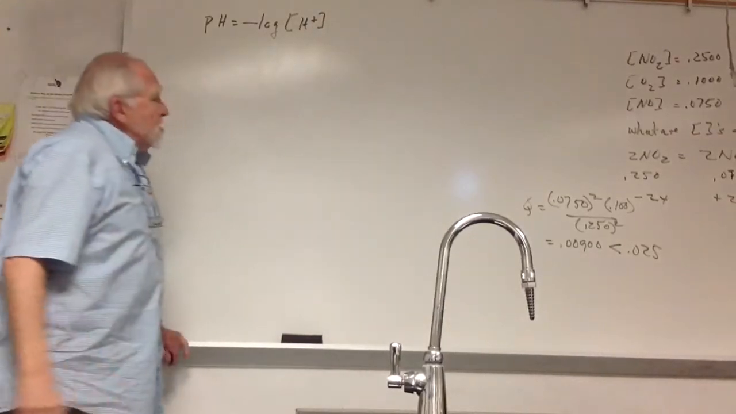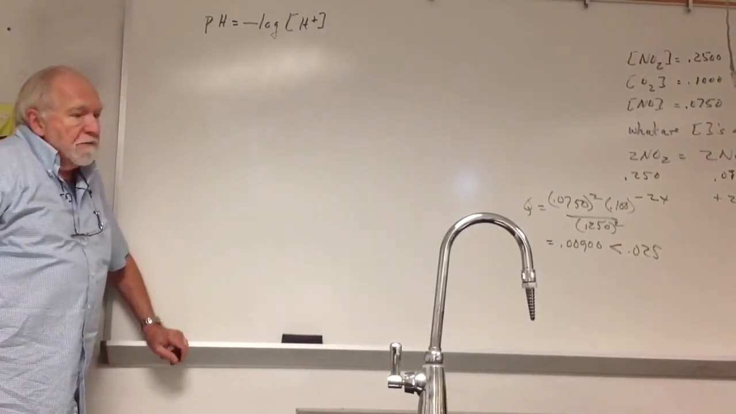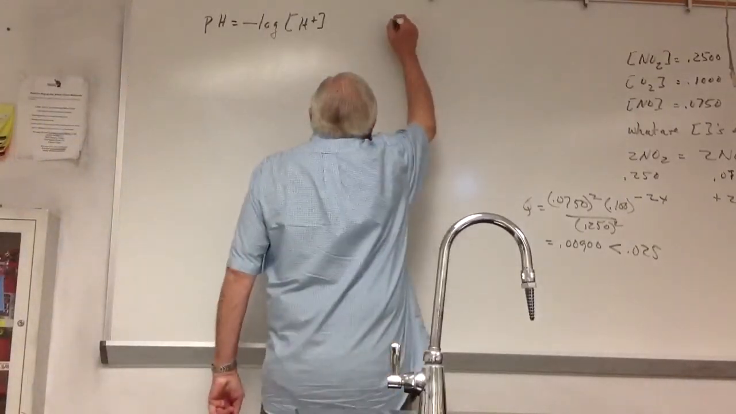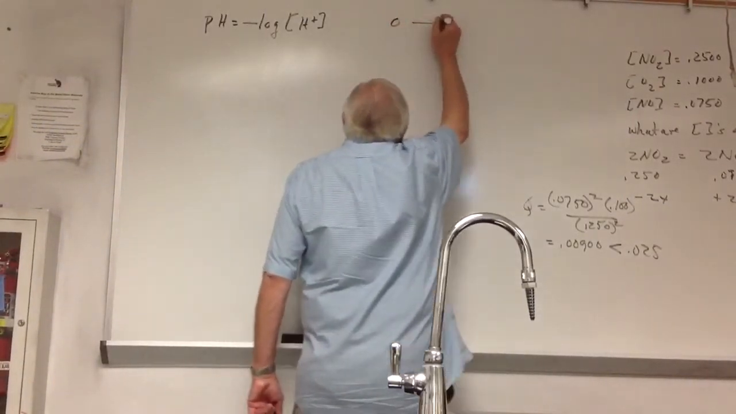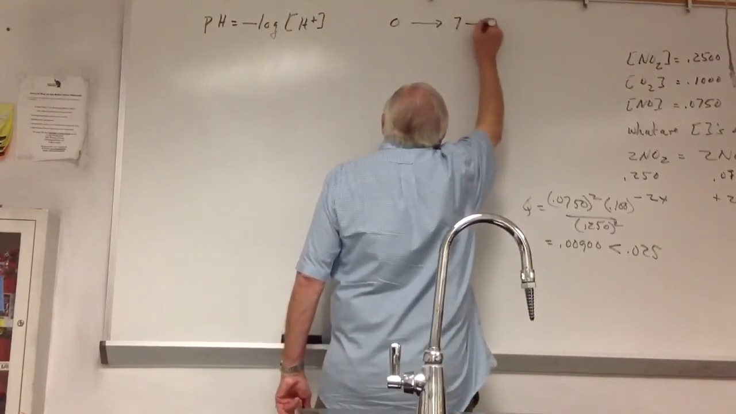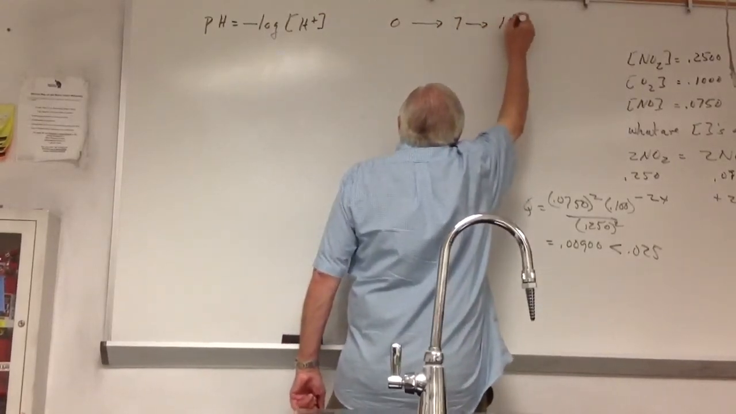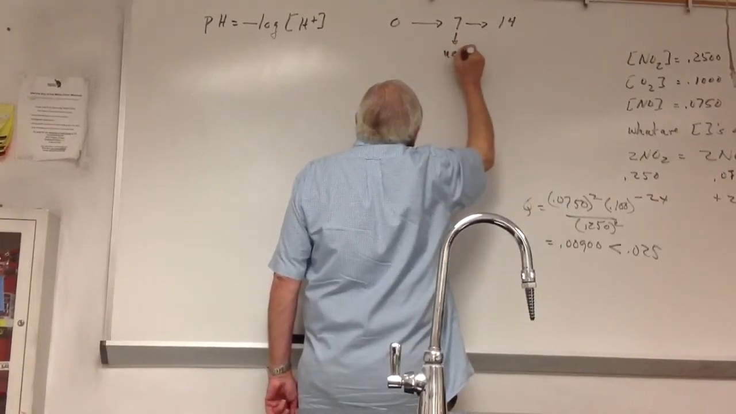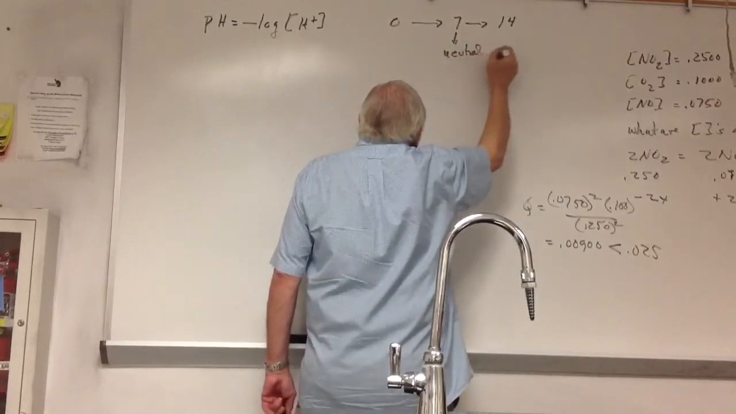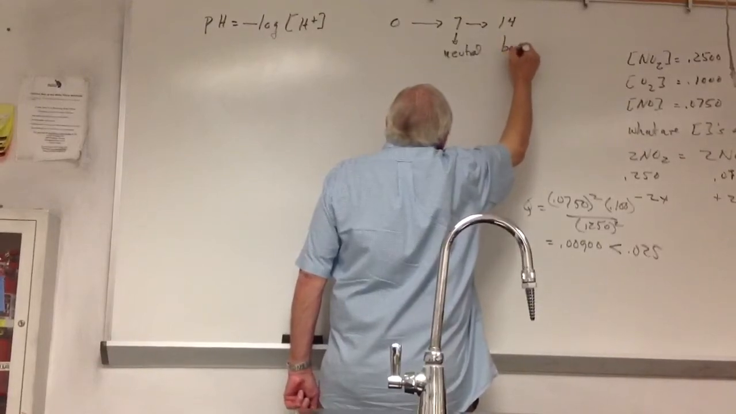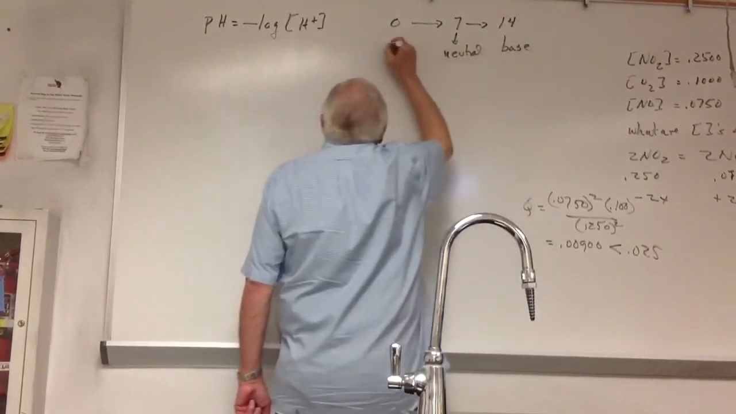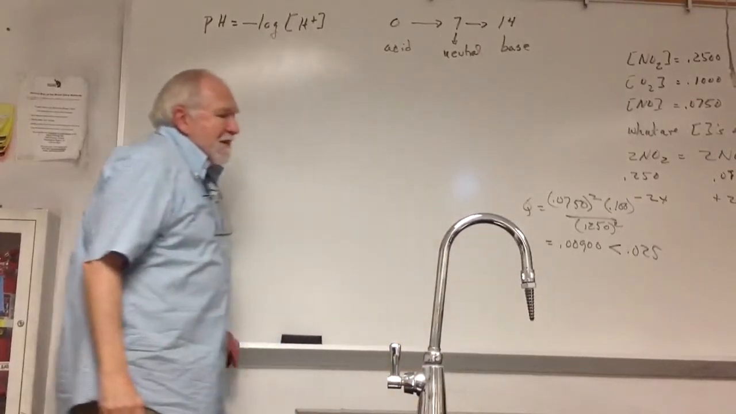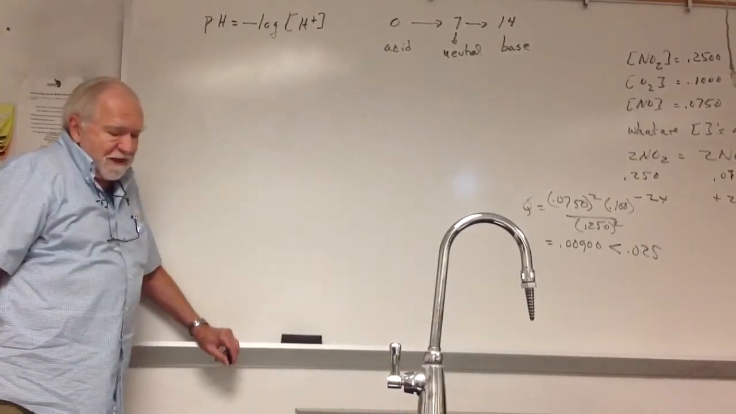This is the definition. And you may have heard in the past, the pH scale goes from 0 to 14. Hopefully you've heard this. 7 is neutral. 14 is basic. And 0 is acid. And then you can do some easy calculations.